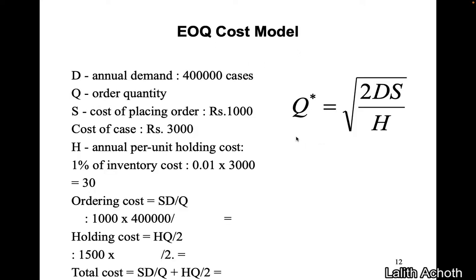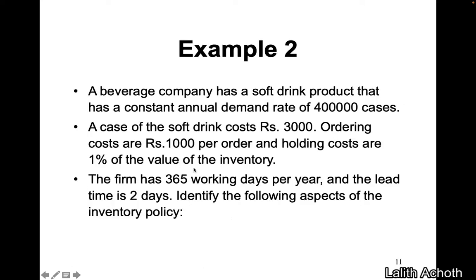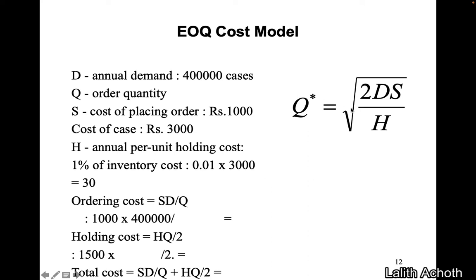So we're coming back to this. I substituted these numbers, 4 lakhs. Placing an order is 1,000. Cost of the case is 3,000. Now here you should be very careful. He's given you the ordering cost and the inventory cost as 1%. So you cannot put 1% here. It will upset your calculations. You must find 1% of this 3,000, which is the cost of your inventory. So 1% of 3,000 becomes 30.